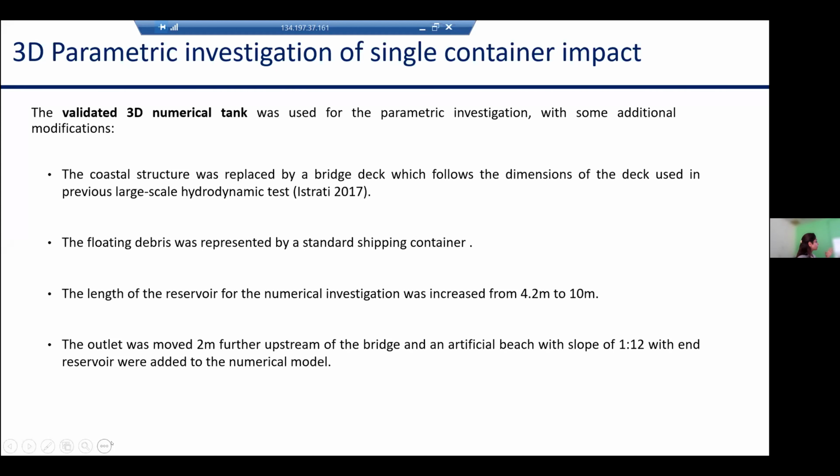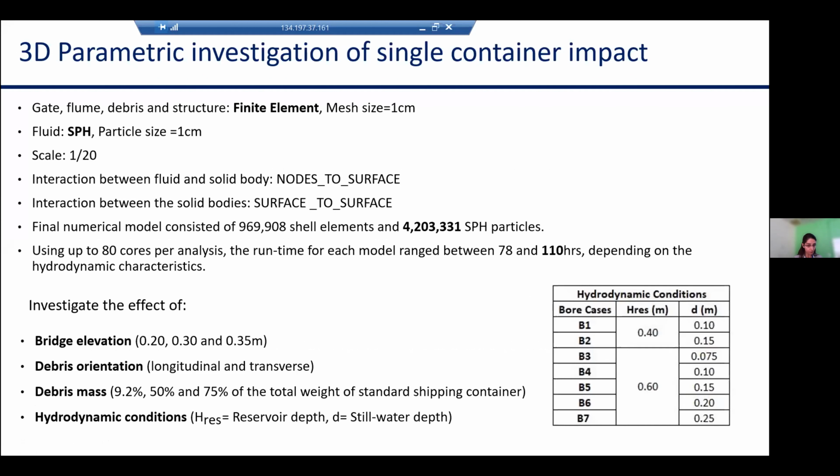We increased the length of the reservoir from 4.2 up to 10 meters, just to ensure that we have an adequate volume of water to pick up the debris. And finally, we moved the outlet 2 meters away from the bridge to eliminate any effects of boundary condition. Again, we applied similar numerical settings to this model, and the final numerical model consisted of about 4.2 million SPH particles, and the runtime for this 3D model jumped to 110 hours using up to 80 cores per analysis.